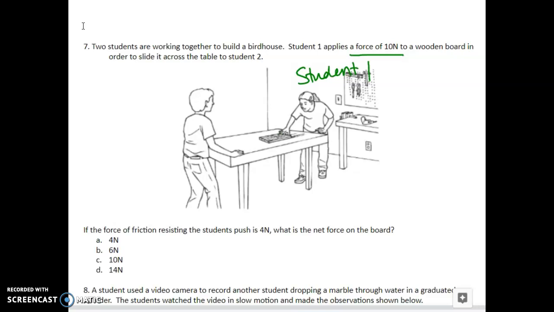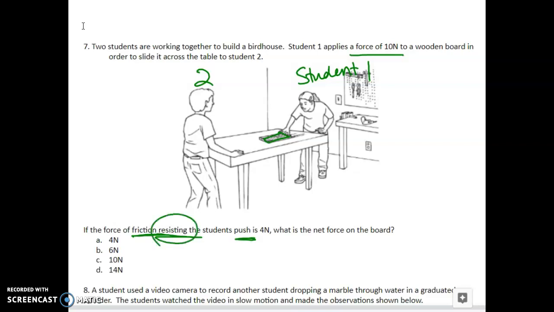Because they've got the little board here, in order to slide it across the table to student 2, your student 2. If the force of friction resisting the student's push is 4. Okay, so guys, we know that friction resists motion, okay, resists a push.